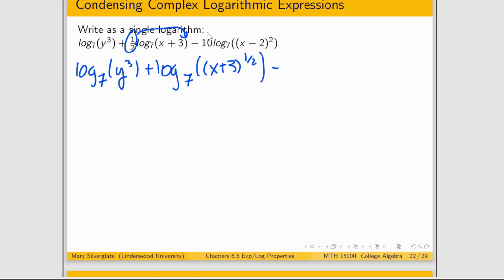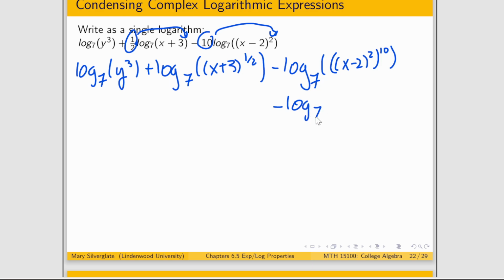Then for the next one, this 10 is going to move to the inside. Notice I haven't touched the addition and subtraction at all yet. I'm just dealing with one step at a time. So that's log base 7 of x minus 2 squared all to the 10th power. And now let's just actually simplify that a little bit. If I have x minus 2 squared all to the 10th power, 2 times 10 gives us 20. So that's log base 7 of x minus 2 to the 20th.